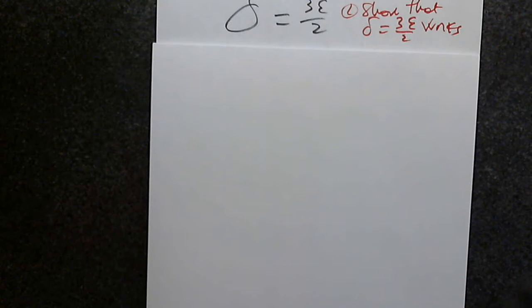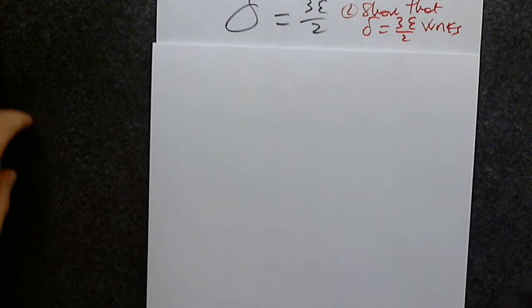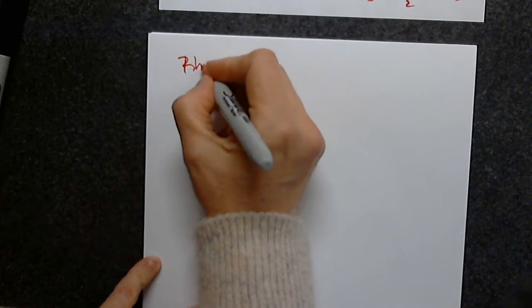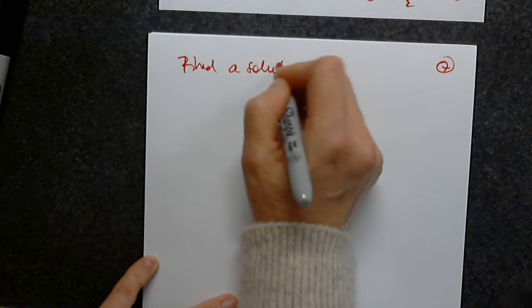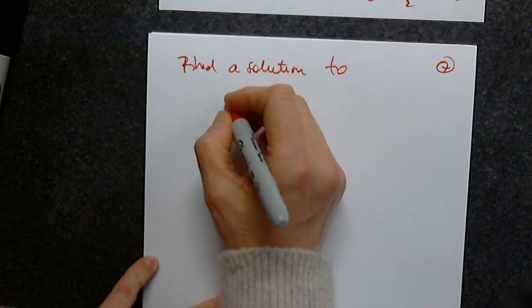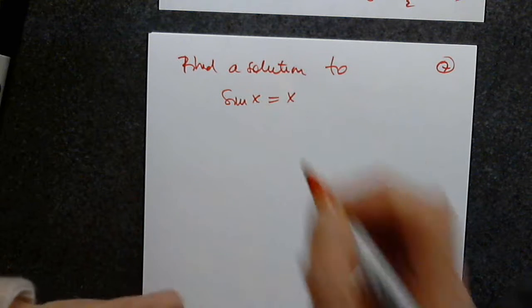Good. Next question. Let's go with intermediate value theorem. Yes. Let's just keep moving up the ladder. Very good. The intermediate value theorem. Good. So let's say find a solution to sine x equals x.